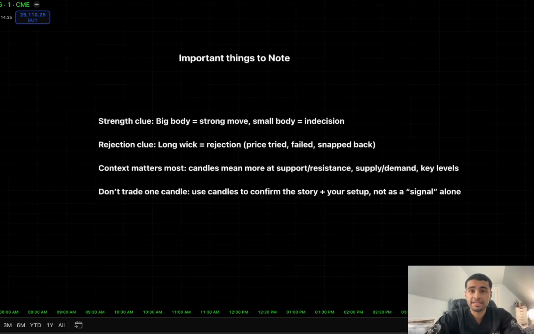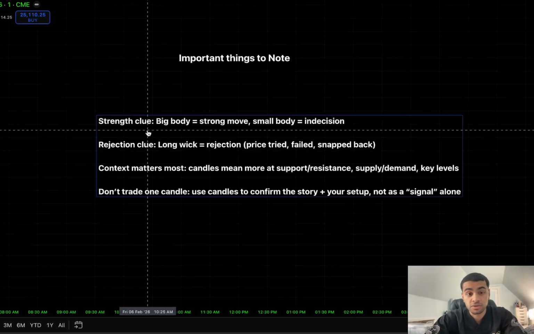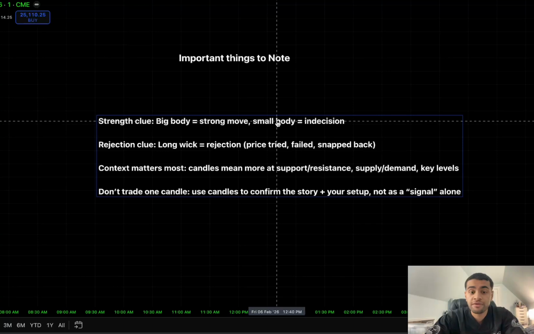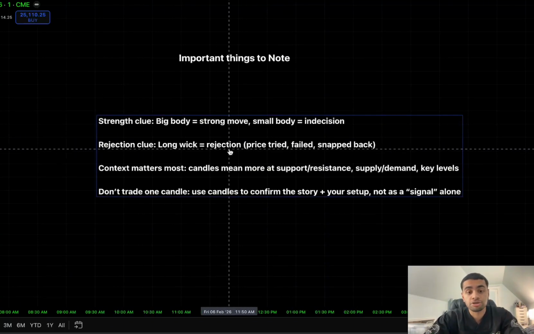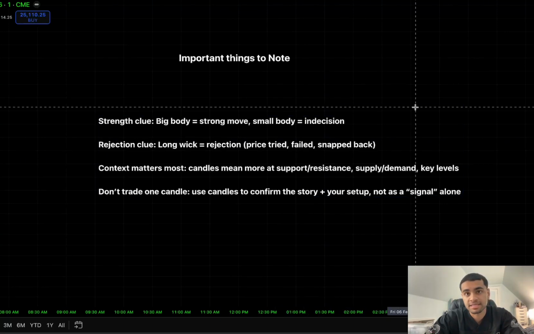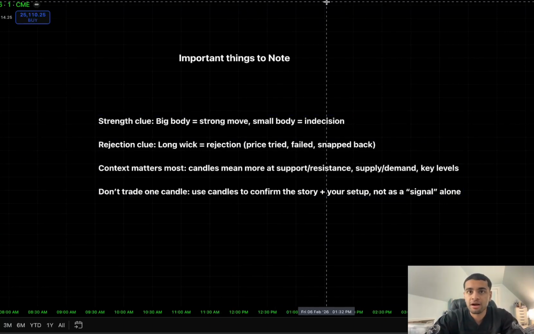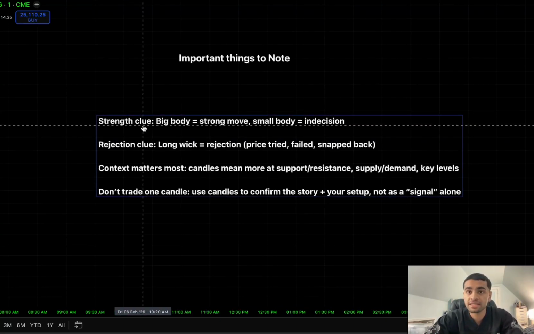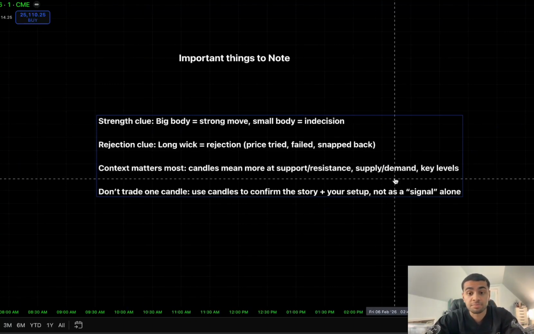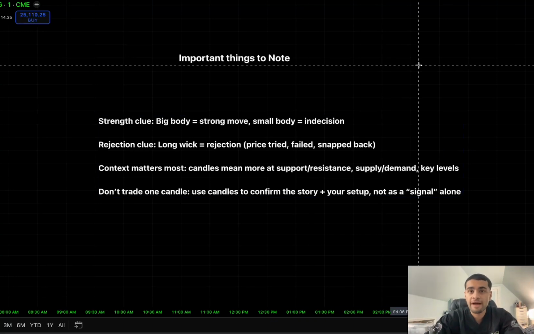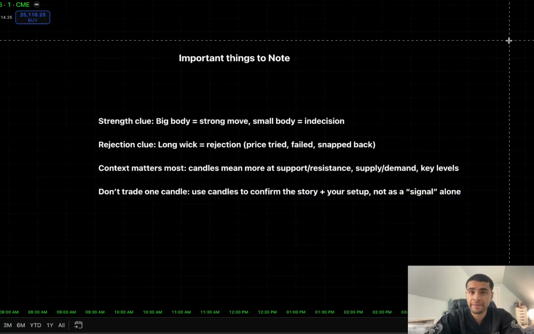What are some important things to know about candlesticks? Strength clues. A big body equals a strong move and a small body equals indecision. Here's a rejection clue. A long wick equals rejection. Price tried and failed, but it snapped back. You can't strictly trade off just candlesticks, because obviously the context matters the most. Candles mean more at support and resistance levels, supply and demand, or key levels. Don't ever just trade the candlestick. Use the candles to confirm your model. You should use them as a confluence, which is going to help you understand what's going on.